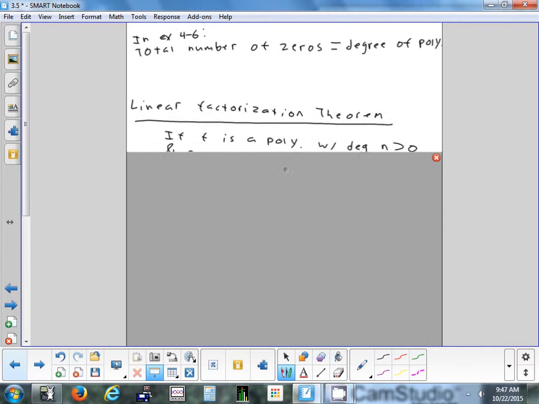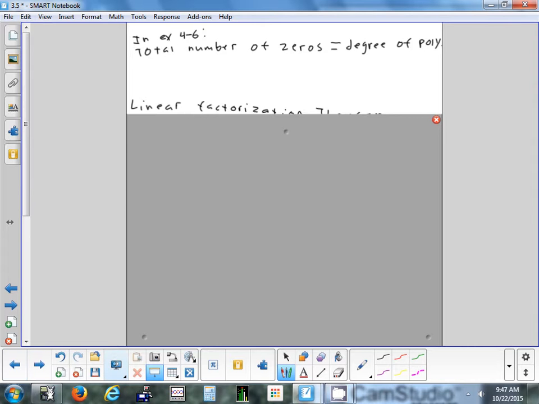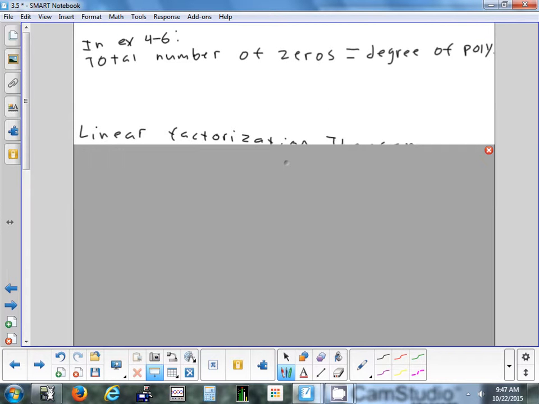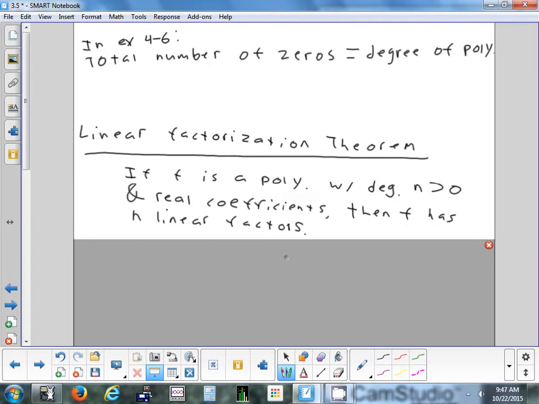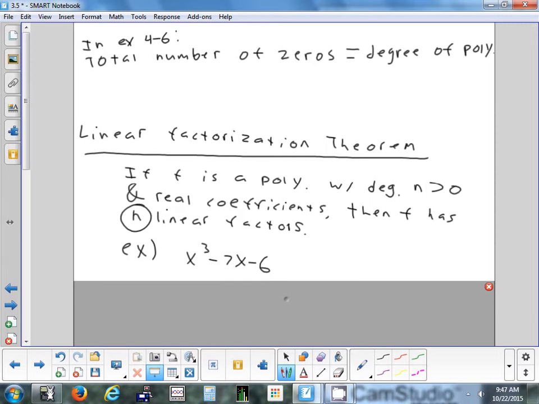So let's finish up with this. All right, so notice in examples 4 through 6, the total number of answers that you get is the highest exponent. If the highest exponent is a 3, you get 3 answers. If the highest exponent is a 2, you get 2 answers. That's called the linear factorization theorem. So if you've got a polynomial and the degree is bigger than 0, and you have real coefficients, then when you factor it, or when you find the roots, you're going to have n of them. Okay? If you're finding roots, you're going to have n roots. If you're finding factors, you're going to have n factors.